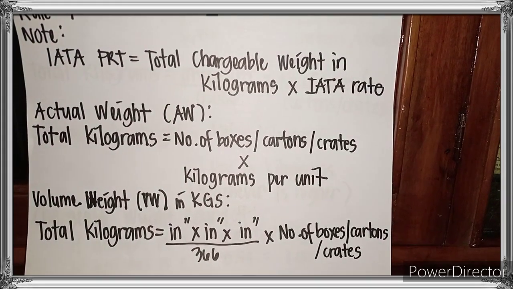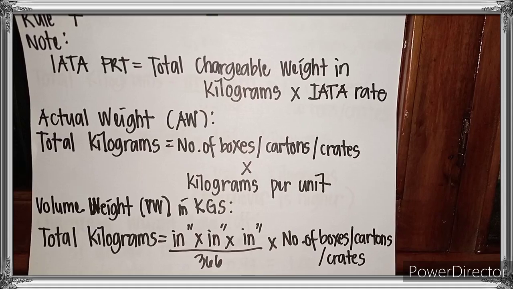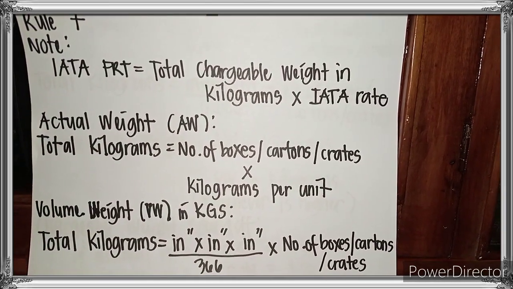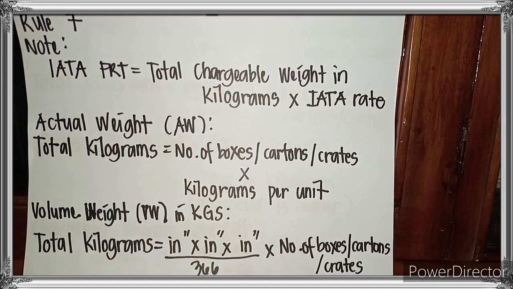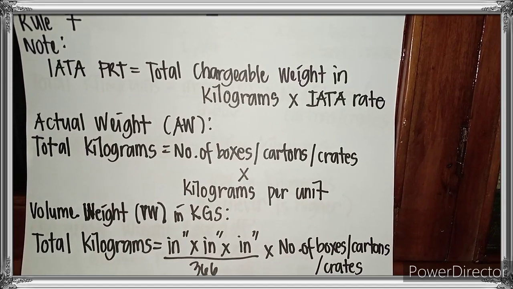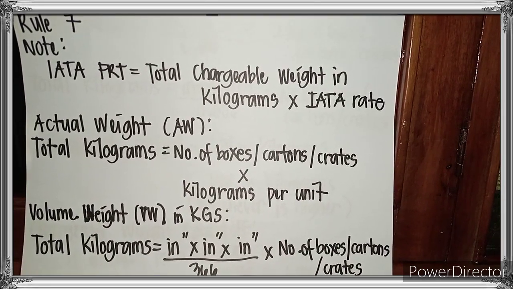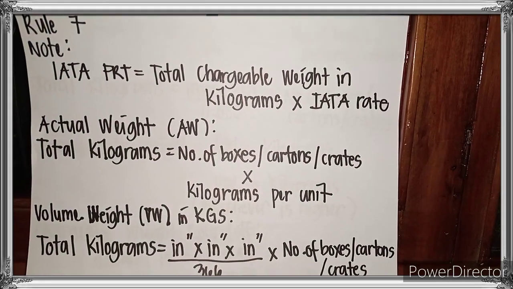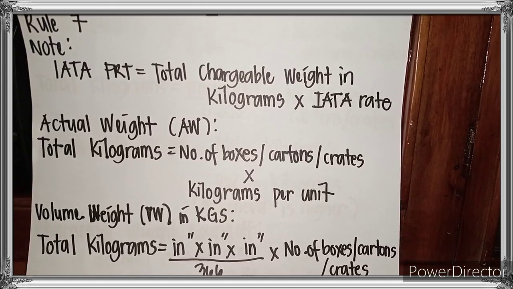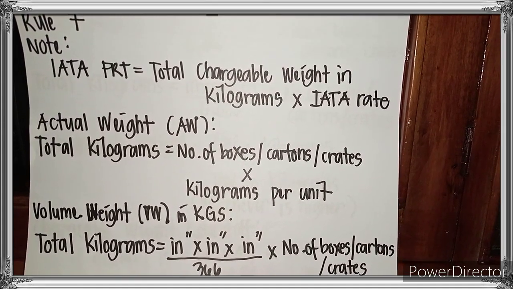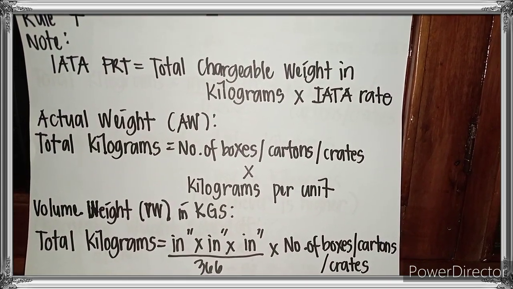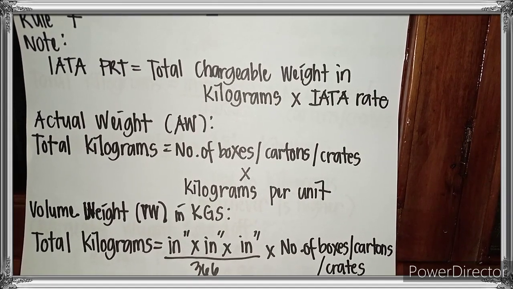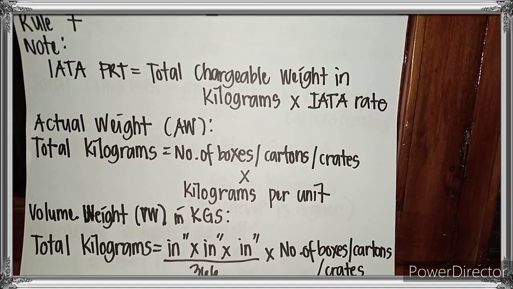Chargeable weight is the higher weight in kilograms between the actual weight and volume weight. It is primarily used as a component in the computation of IATA air freight and storage charges at airports. So we have to compare the actual weight and the volume weight. In order to compute the chargeable weight, we will need to compute first the actual weight and volume weight of the air cargoes.